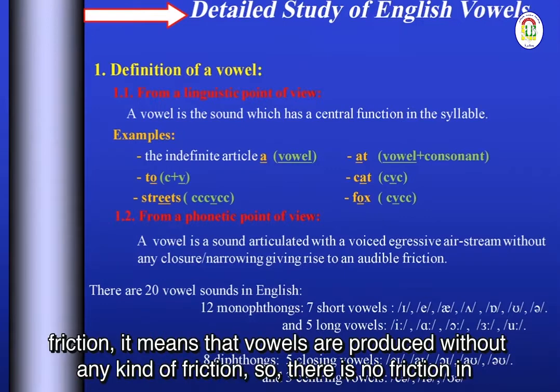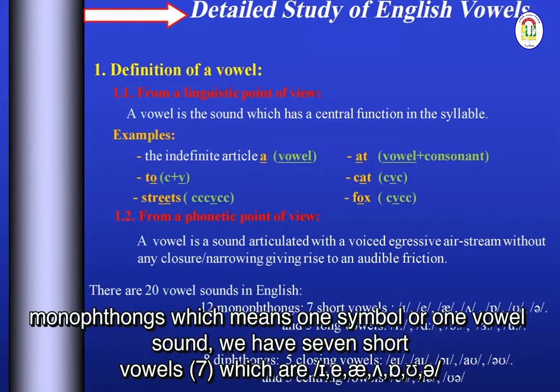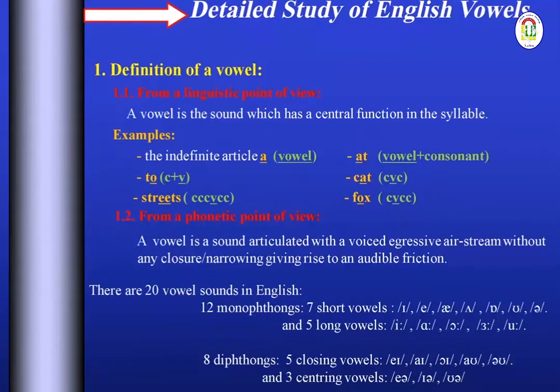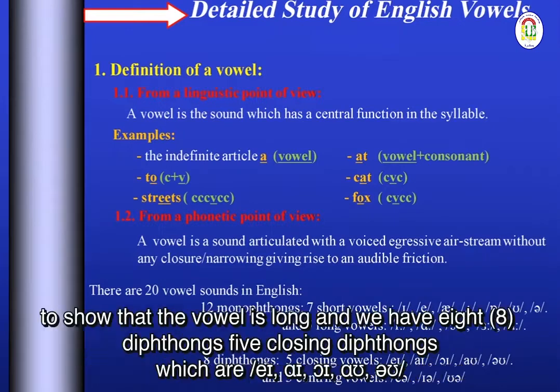Vowels are produced without any kind of friction, so there is no friction in the articulation or production of vowel sounds. There are 20 vowel sounds in English: 12 monophthongs, which means one symbol for one vowel sound. We have 7 short vowels and 5 long vowels. In monophthongs, we have only one symbol for short vowels, and the colon, or two points, shows that the vowel is long.